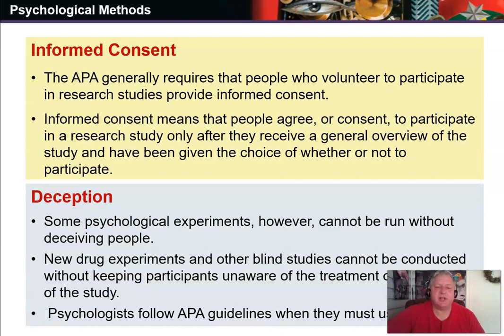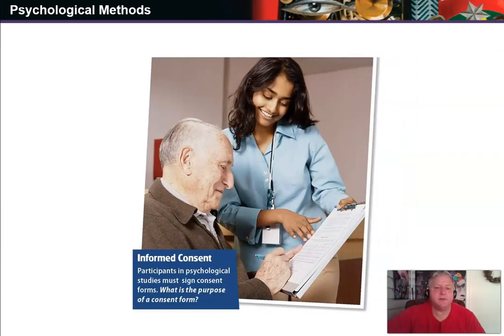Deception. Some psychological experiments, however, cannot be run without deceiving people. New drug experiments and other blind studies cannot be conducted without keeping participants unaware of the treatment or of the nature of the study. Psychologists follow APA guidelines when they use deception. So when you go to do your research, you inform your subject that you're studying.